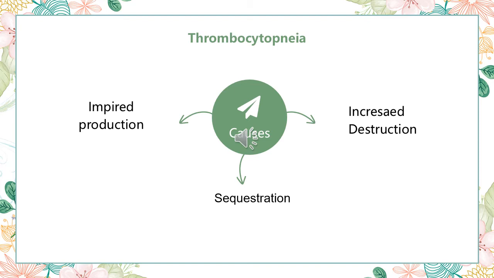Also, destruction can be through hemophagocytosis, through AV malformation as in Kasabach-Merritt syndrome, or in the presence of microangiopathic hemolytic anemias, or in DIC, where the platelets are destroyed mechanically. Mechanical destruction or immune destruction, or some drugs or infection, etc.